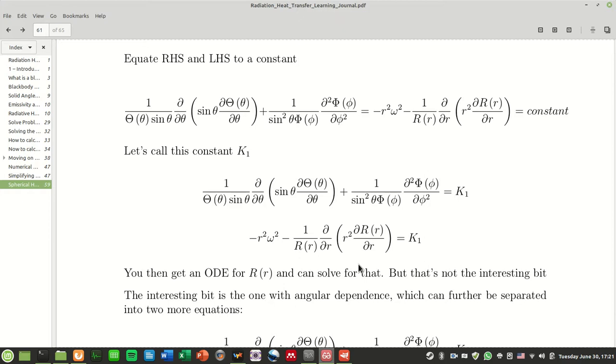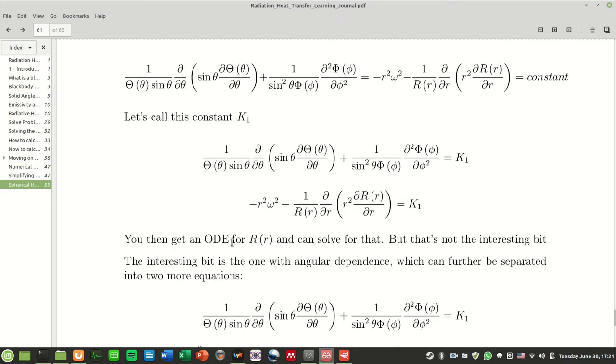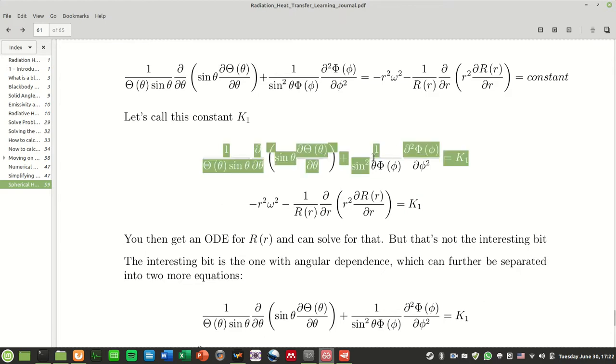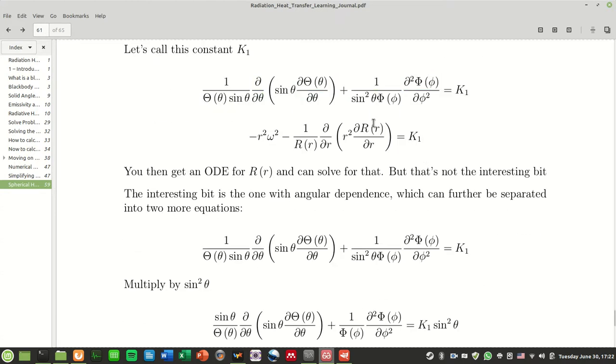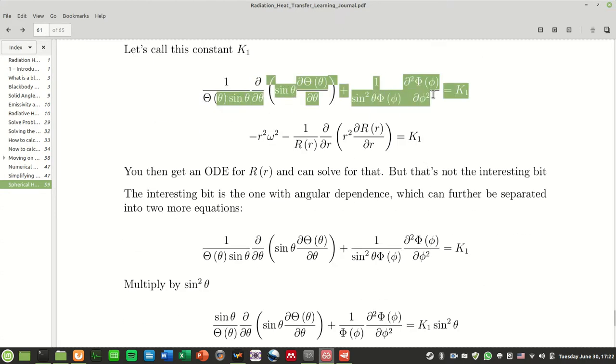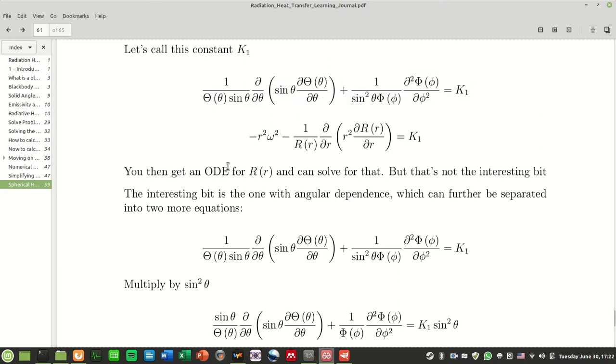Alright. What you're left with is an ODE for R, and we can solve for that at the bottom. This is actually an ordinary differential equation for R now, because there are no other variables in here except this big R, this small r, and this constant. But that's actually not the interesting bit. The interesting bit is this part of the equation here, which contains the differential equation for spherical harmonics. So where our Y_lm comes from is this differential equation here.